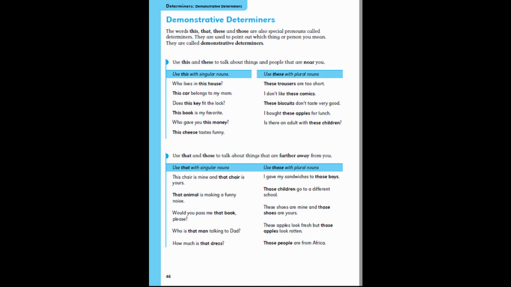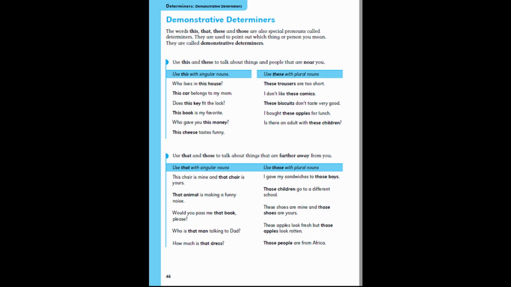Now that and those are used to talk about things that are farther away from you. For example, that is used with singular nouns and those are used with plural nouns. So this chair is mine and that chair is yours. I gave my sandwiches to those boys. That animal is making a funny noise. Those children go to a different school. Would you pass me that book, please? These shoes are mine and those shoes are yours. Who is that man talking to dad? These apples look fresh, but those apples look rotten. Oh my God, I can't read anymore.